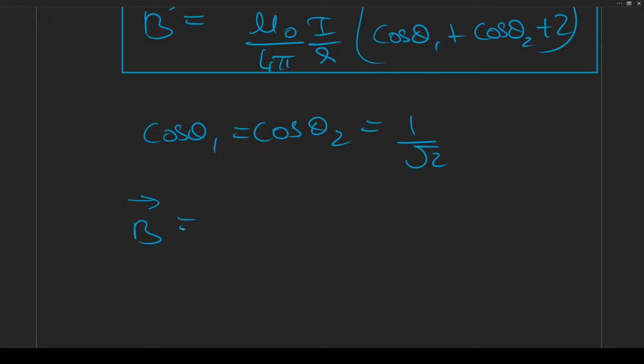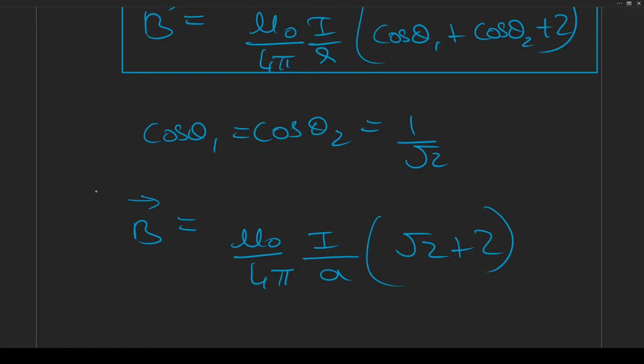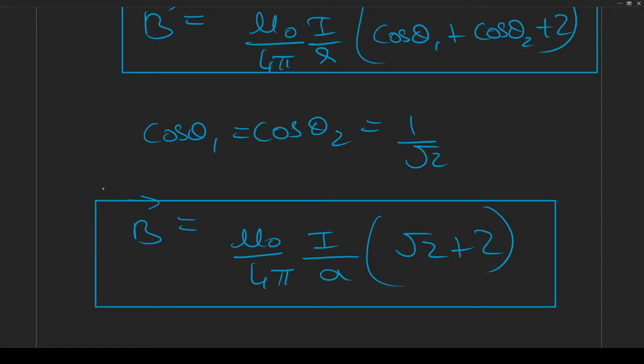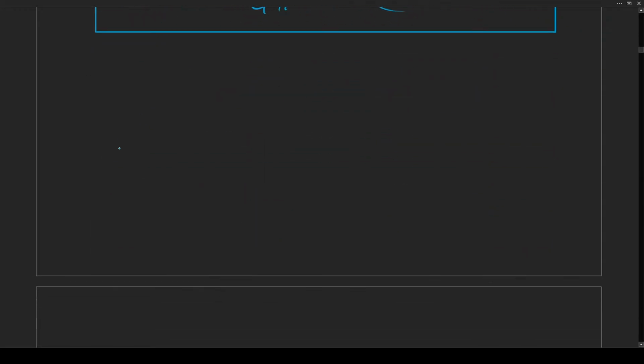B equals mu naught by 4 pi I by A, cos 45 twice, which is 2 by root 2, or which we can write as root 2 plus 2. This is the final answer for when theta equals 45 degrees. Now let's go to next question.